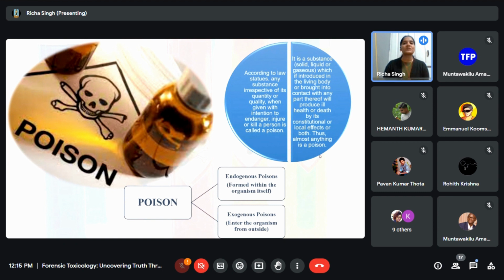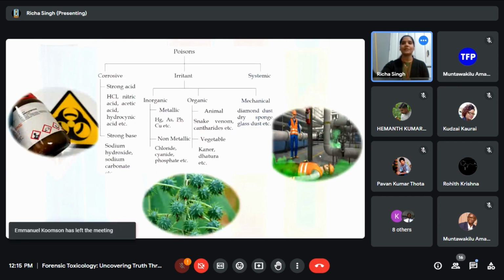Now coming to the next, that is an exogenous poison, that enters the organism from the outside, which is also known as xenobiotics. So what exactly is a xenobiotic? Any poison, any chemical or any pollutant which is present in or around us can act as an exogenous poison for a person.